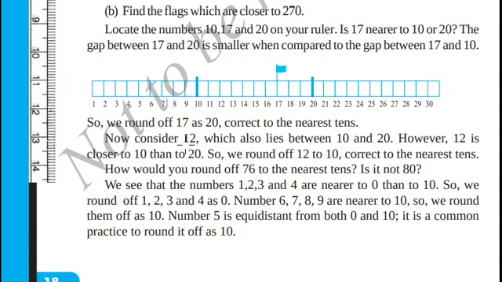Now consider 12. 12 is here. Is 12 nearer to 10 or is it nearer to 20? The gap between 12 and 10 is 2, whereas the gap between 20 and 12 is 8. In this case, 12 is nearer to 10. So we can round off 12 to 10.